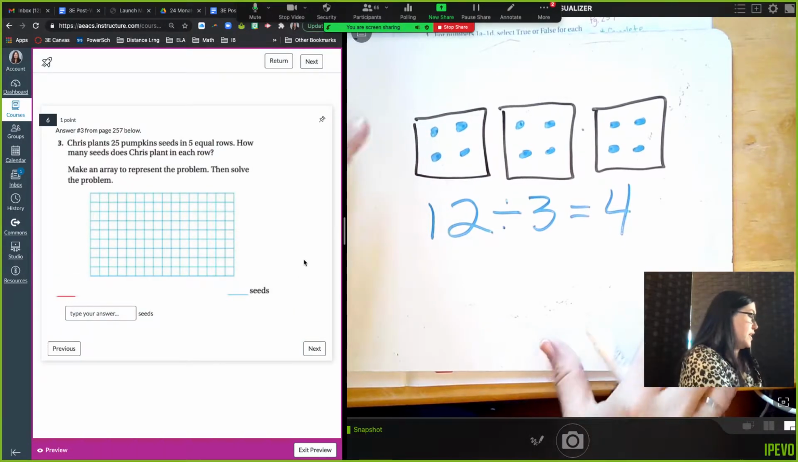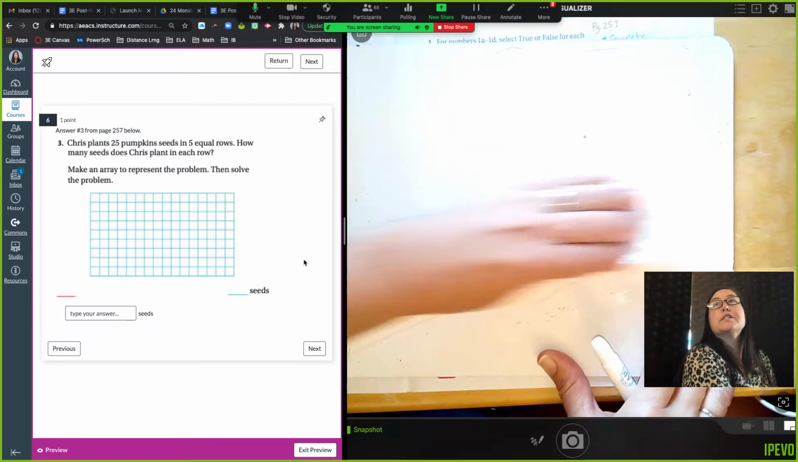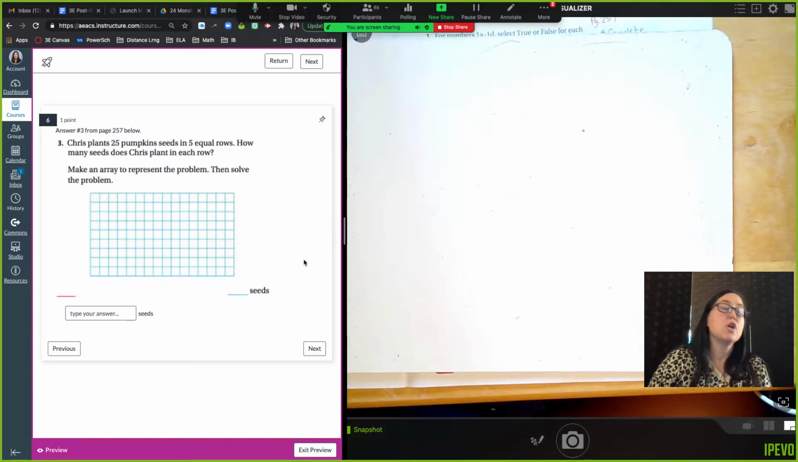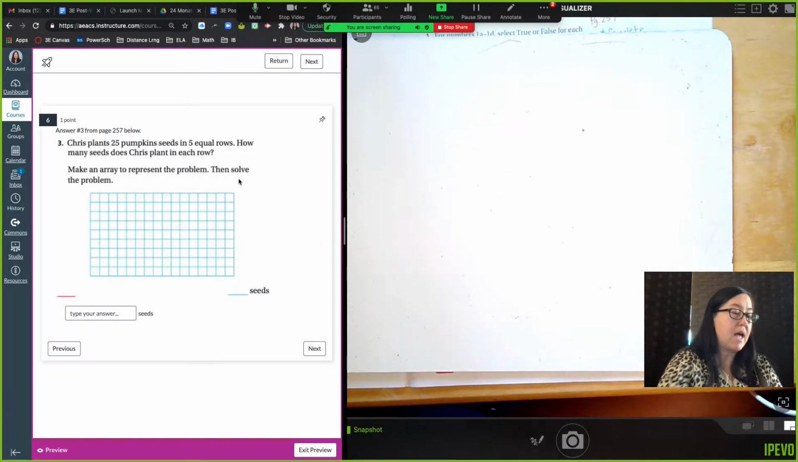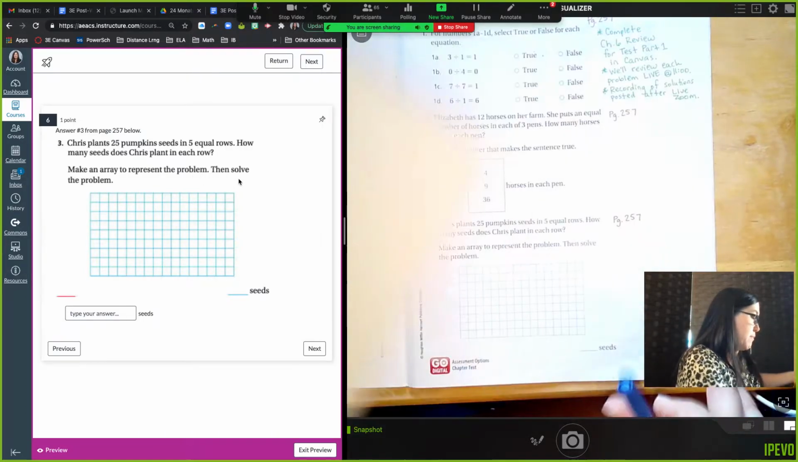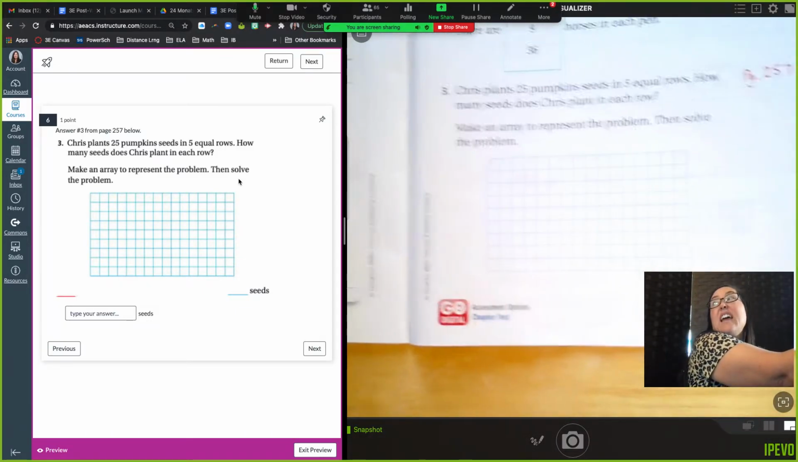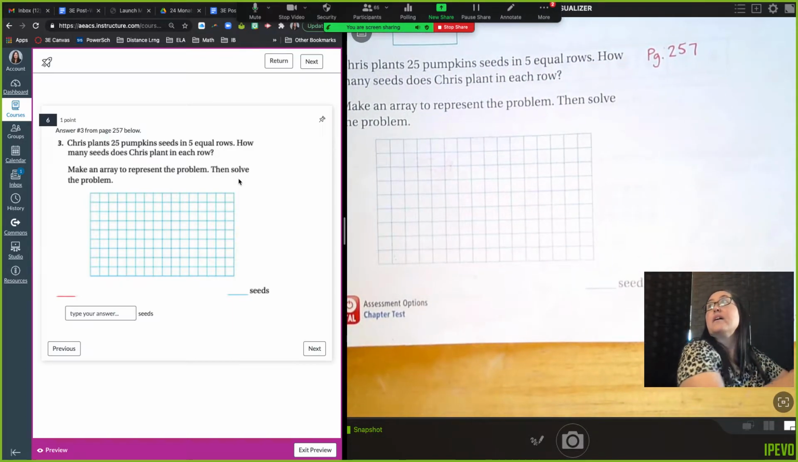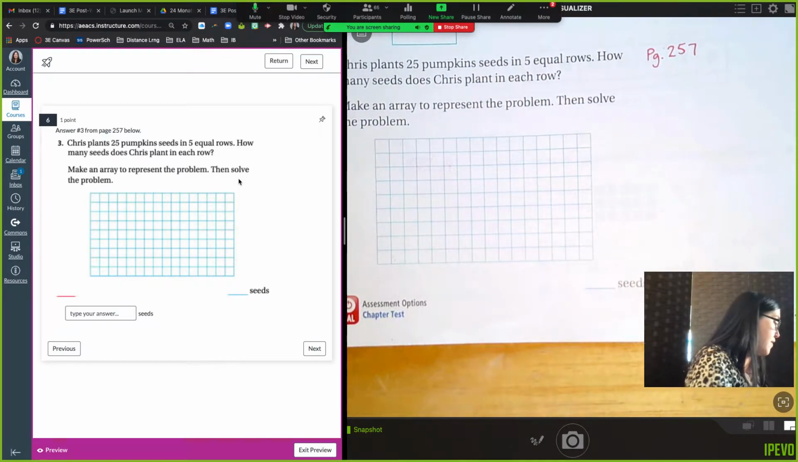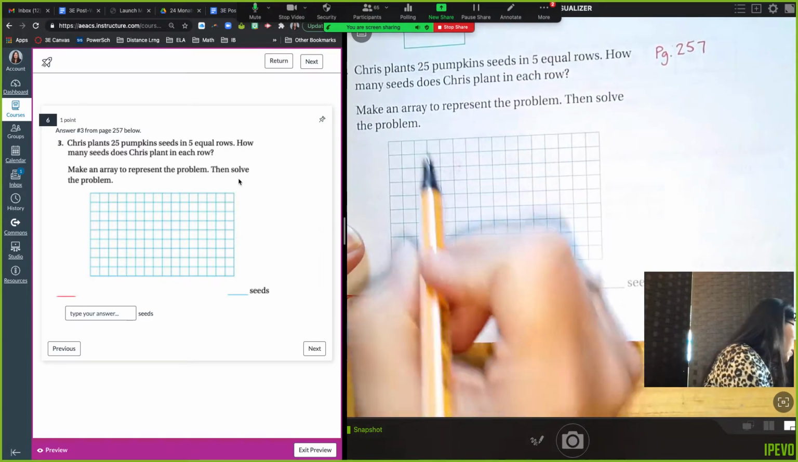All right, looking at number 6 on the quiz, which is really number 3 from your book. Chris plants 25 pumpkin seeds in 5 equal rows. How many seeds does Chris plant in each row? So we're going to make an array to represent the problem and then solve the problem. I'm actually going to jump into my book and use the handy graph paper because that is the handiest for math.